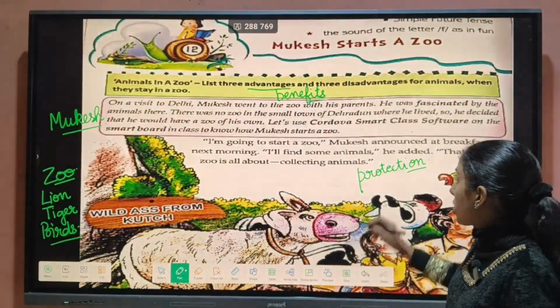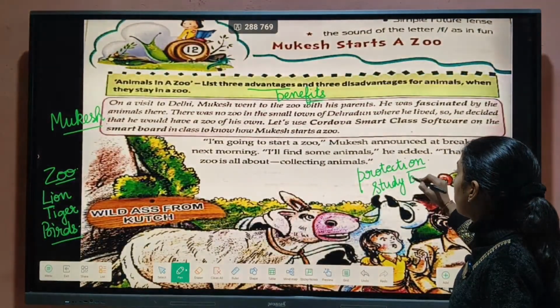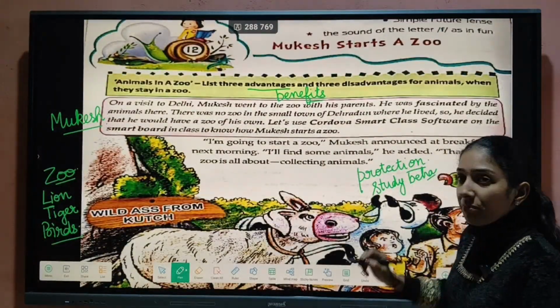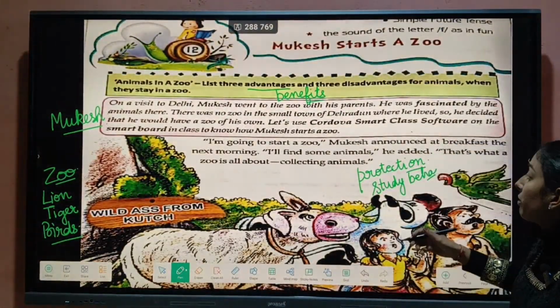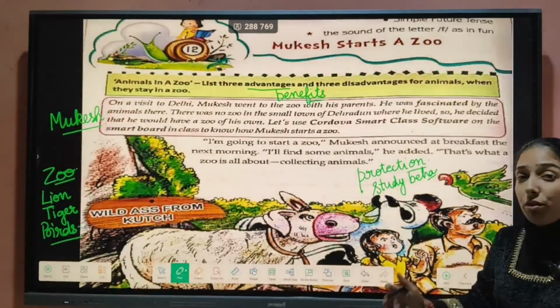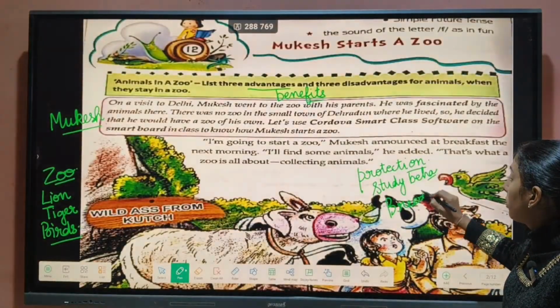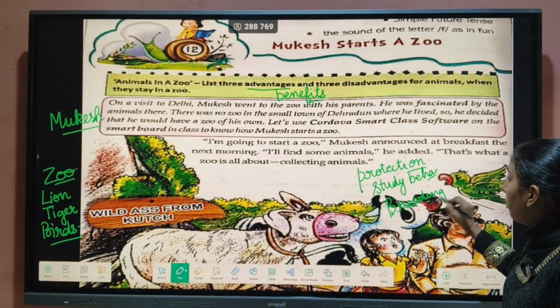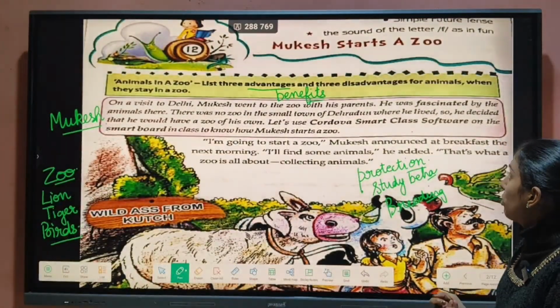If we want to study the behavior of that animal, that also we can study. If we want to conserve any animal, we want to study its behavior, we want to breed them. For these things, beta, zoos were made. And plus they are a source of entertainment also.